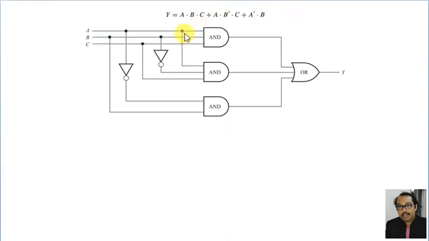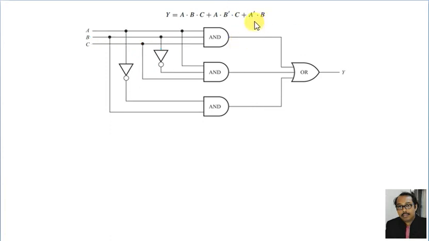So how can it be A? The picture will look like this. This is A. Next one is B bar. How can I do this? There is a NOT gate, so this is B bar. Next one is C. For C, there is nothing, just a simple connection. Understand? So this is about the next one.